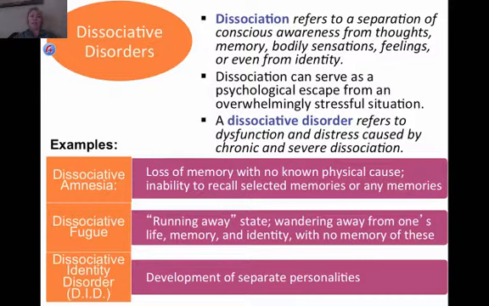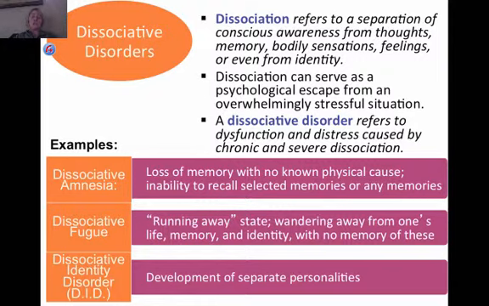So dissociative amnesia is the loss of memory with no known physical cause, and it's the inability to recall selected memories or any memories. Dissociative amnesia functions just the same way as the other types of amnesia that we talked about, the anterograde and retrograde amnesia, except that there's no physical trauma. So there's nothing wrong with the brain. It is purely psychological. So for whatever reason, your brain is shutting off your ability to recall memories.